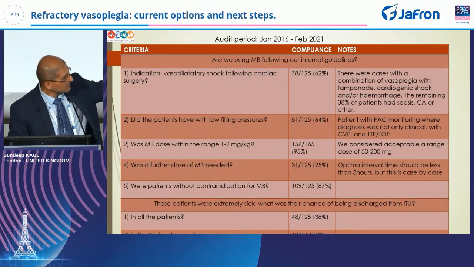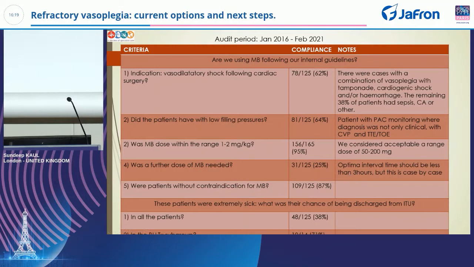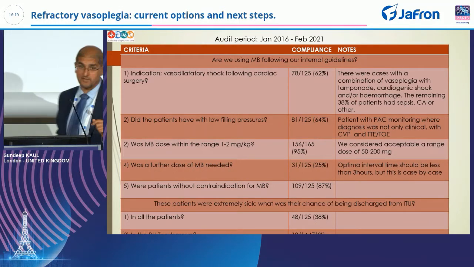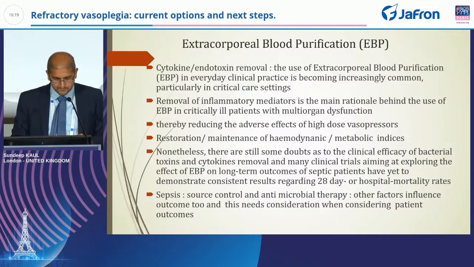And there's a group that you can't see, unfortunately, I don't know why, but that's post-lung transplant. This group here is post-lung transplant. And 71% of those people made it out of the unit. So it's an interesting group.